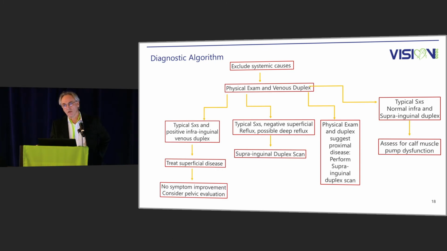So what's my algorithm? The first thing I do is make sure that we exclude systemic causes. Physical exam and duplex scan is very important. Typical symptoms and positive infrainguinal duplex, then that's what we do for a living, right? So that's easy, we treat that. Typical symptoms, negative superficial reflux, then a possible deep disease, that patient needs a suprainguinal scan. Physical exam and duplex suggests proximal disease, then, for example, typical symptoms, negative duplex, you need a pelvic ultrasound. And then if you've got typical symptoms, normal infrainguinal and a normal suprainguinal, make sure that patient doesn't have calf muscle pump dysfunction, very common in our morbidly obese patients.